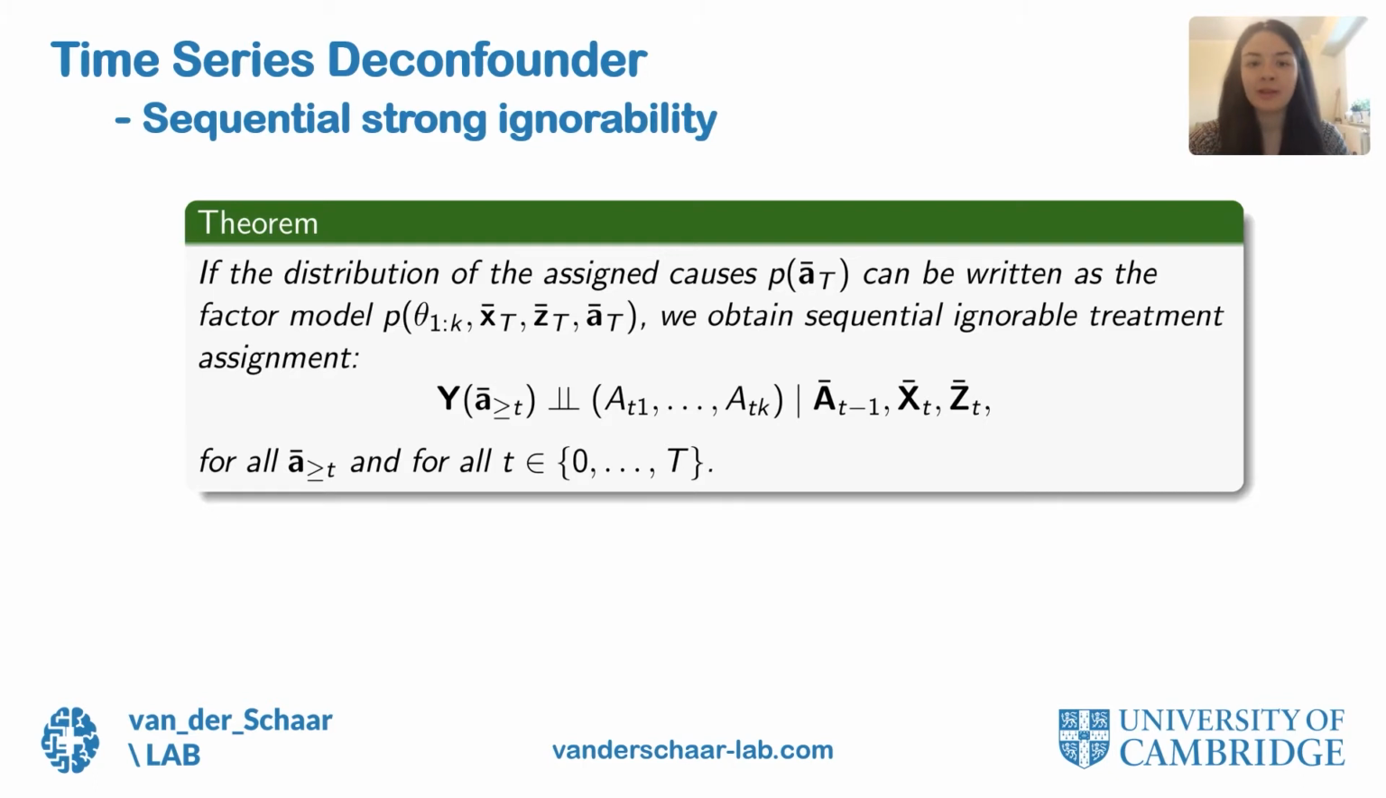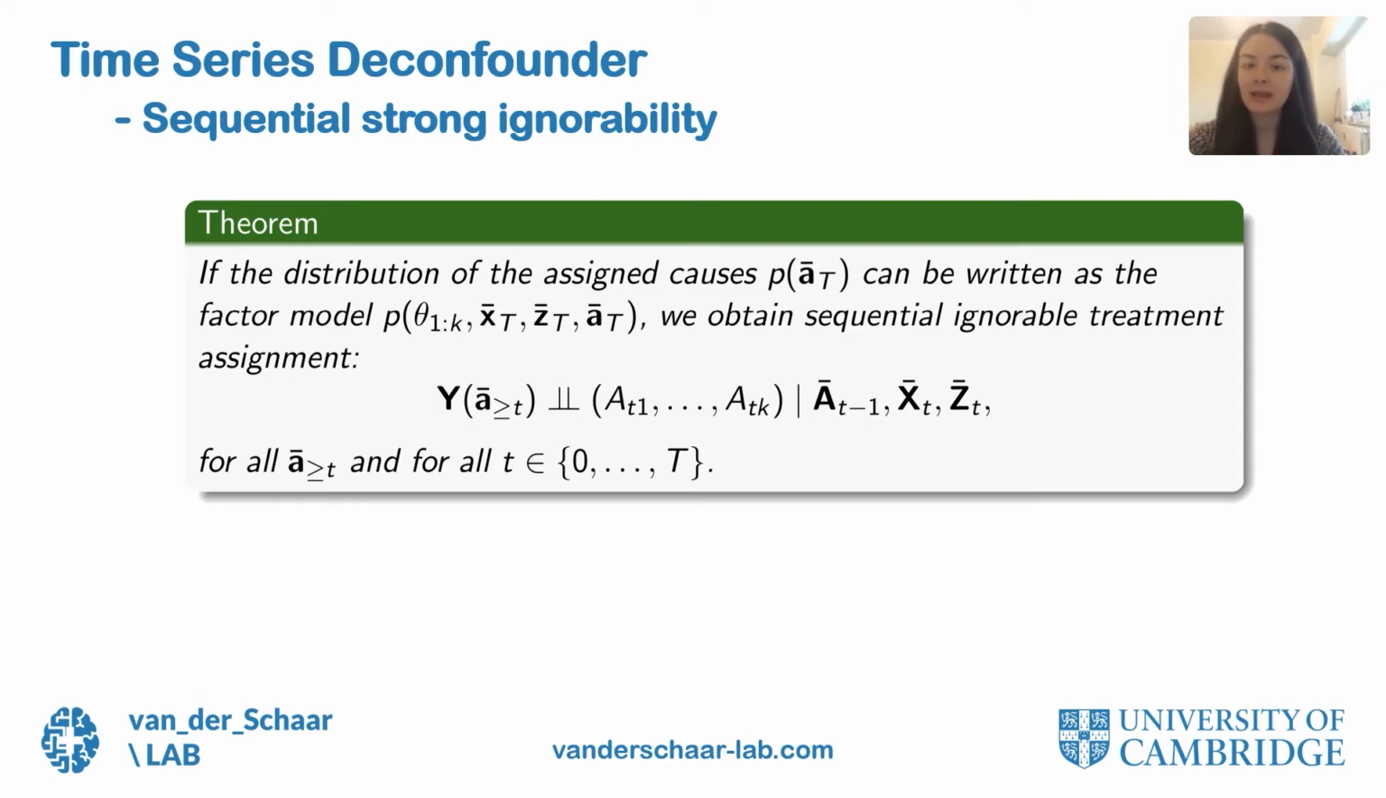We can then prove that the potential outcomes for any treatment plan starting at time step t are conditionally independent of the treatments at time step t, given the history of treatments, observed patient covariates, and inferred substitutes for the hidden confounders. And this essentially gives us sequential strong ignorability. Theorem 1 is proved by leveraging the no hidden single-cause confounders assumption, the fact that the substitute confounders z_t are inferred without knowledge of the potential outcomes y, and the fact that the causes A_t1 to A_tk are jointly independent given z_t and x_t.